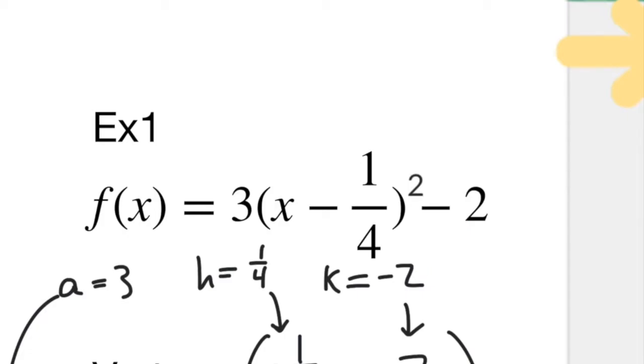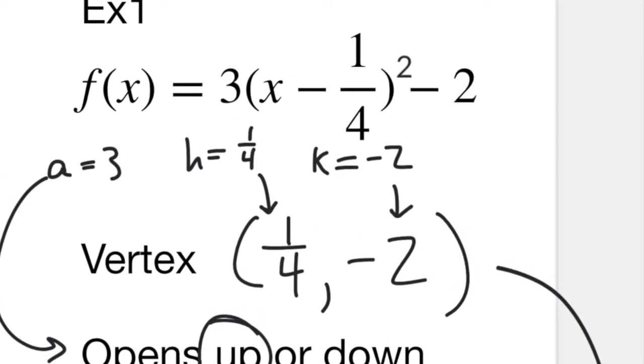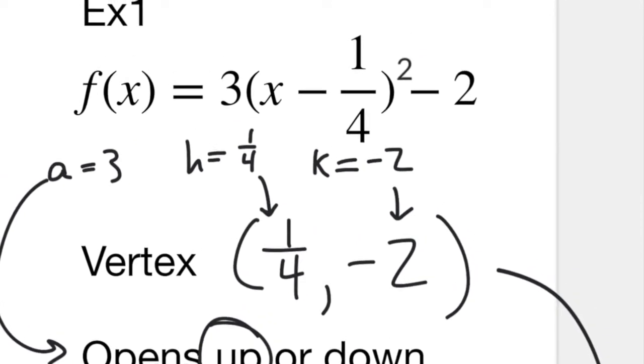So where's the vertex going to be? I'll tell you where the vertex is going to be. It's going to be at 1/4 comma negative 2. And that's because for the parent function, just x squared, a normal parabola, the parent parabola is going to have a vertex at 0, 0. But then if it gets shifted horizontally 1/4, the vertex shifts over, and then it shifts down 2, negative 2. That's why the vertex is there. So I take the h value and the k value and I turn it into the new vertex.